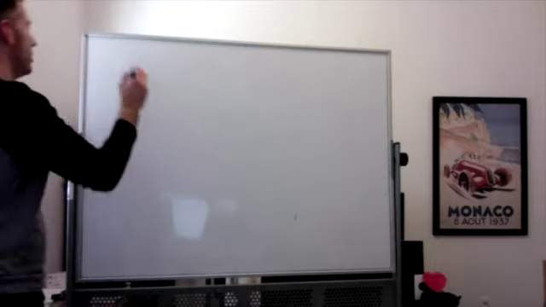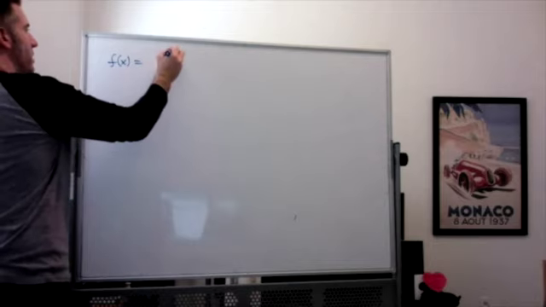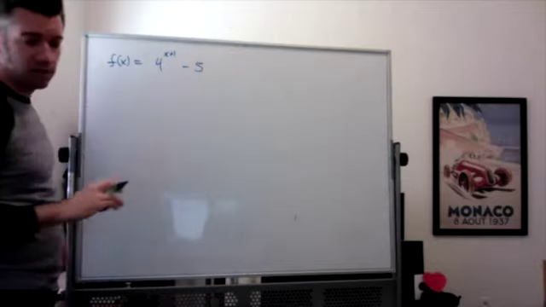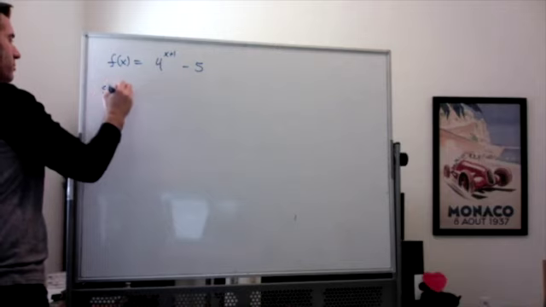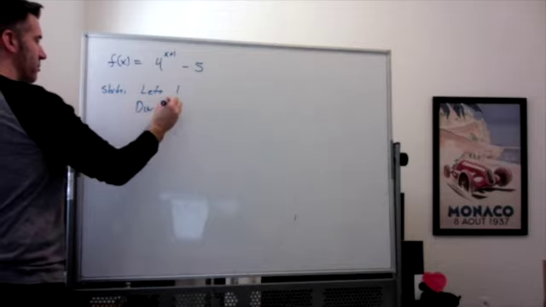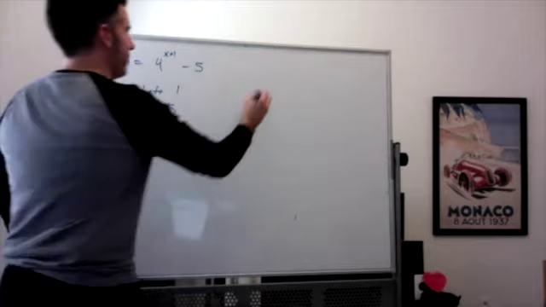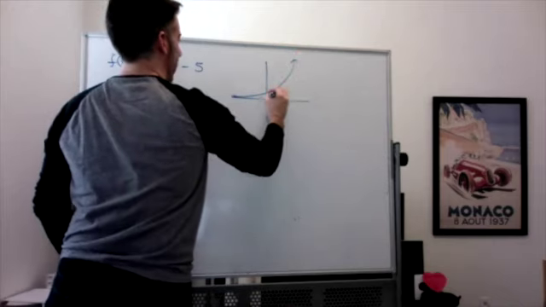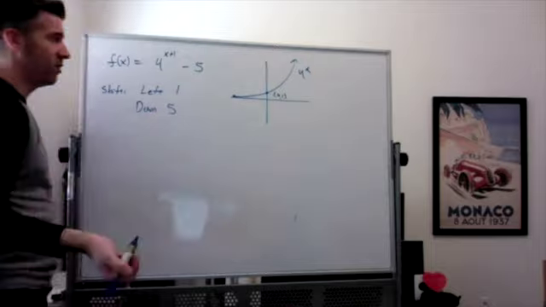So let's graph f of x equals 4 to the x plus 1, minus 5. Here's what I see right off the bat. This is going to shift us left 1 and down 5. So it's going to look like the usual 4 to the x graph, and maybe I'll draw a few graphs here. So here is 4 to the x. And I'm going to shift it 1 to the left.